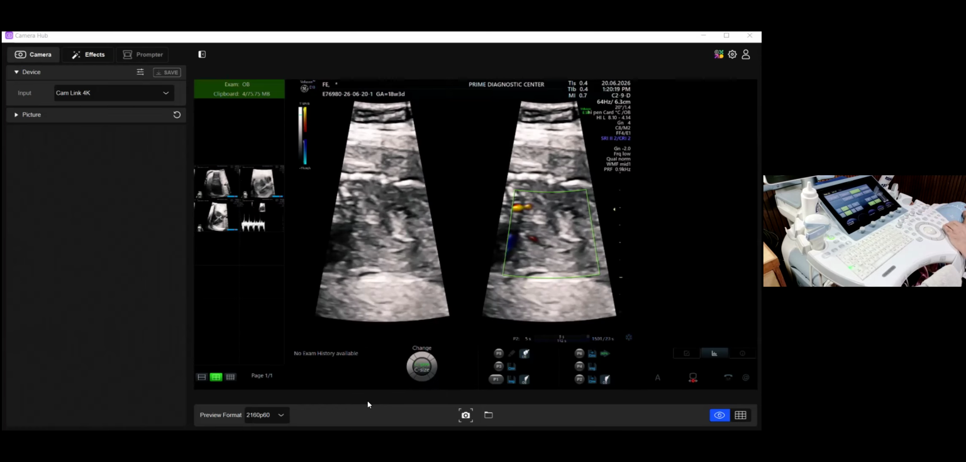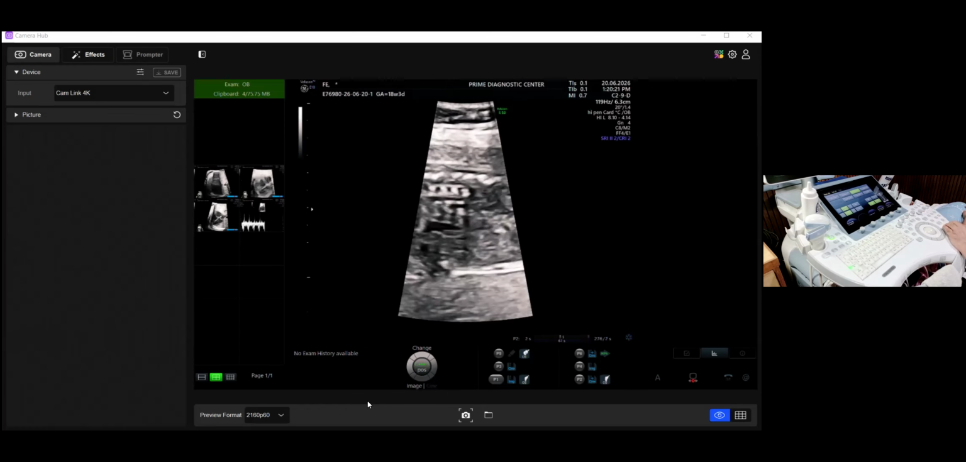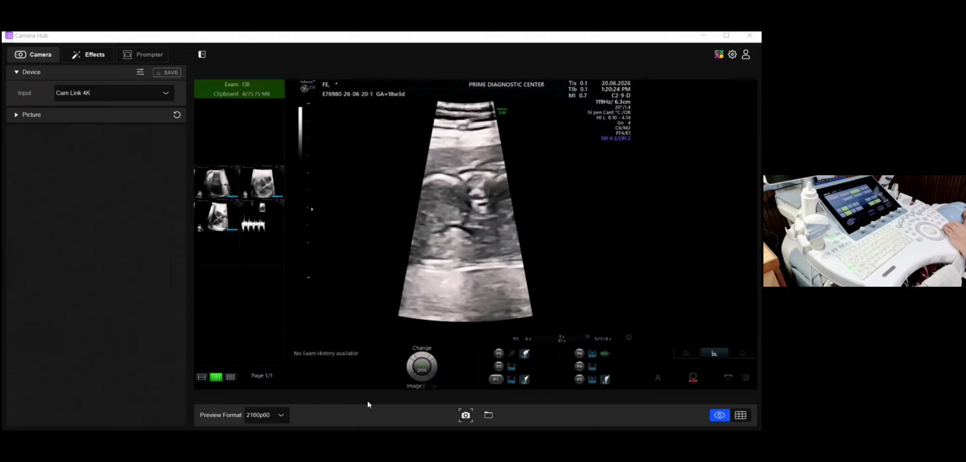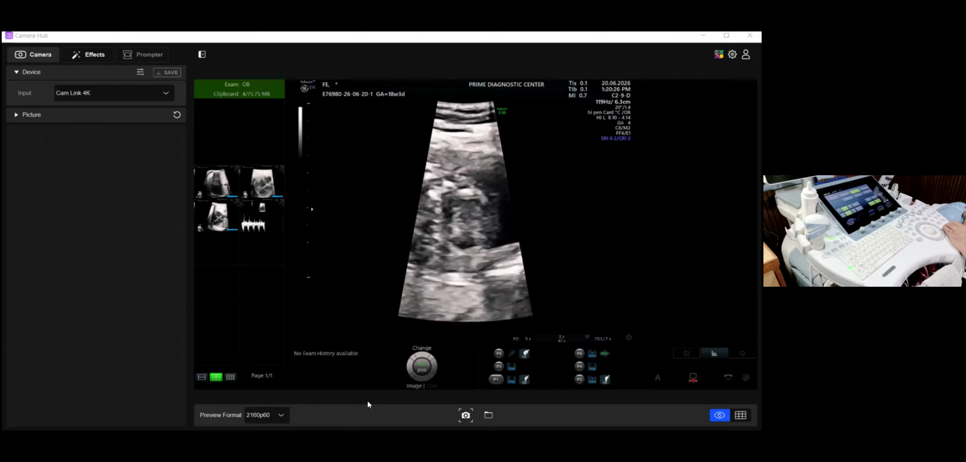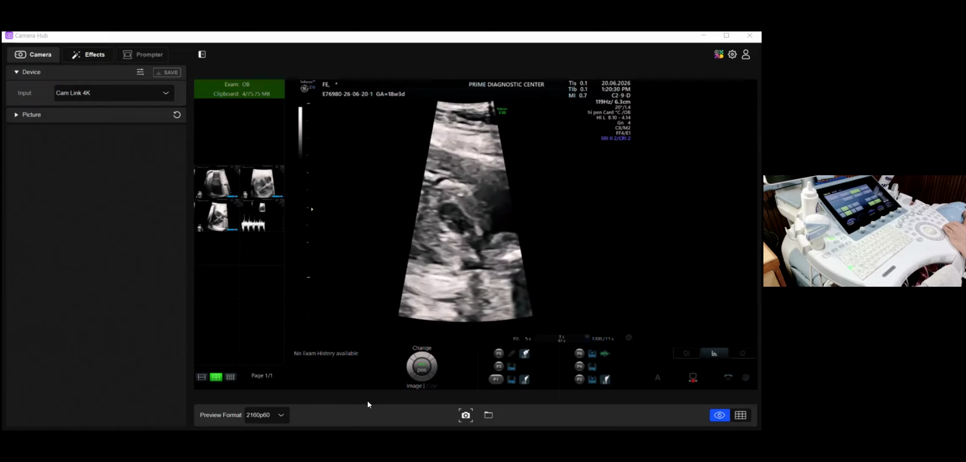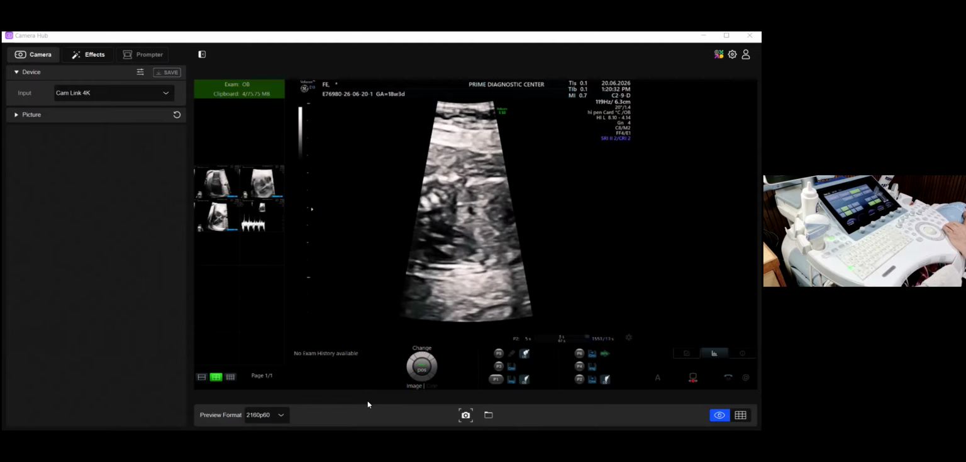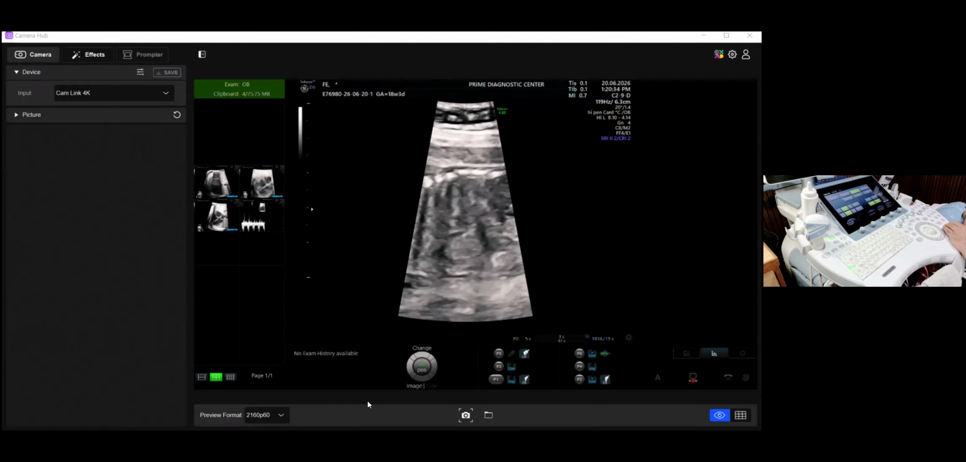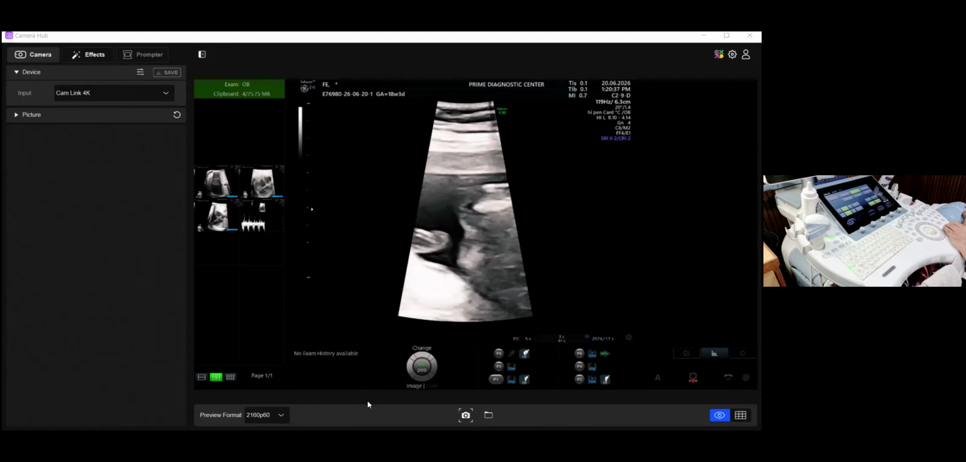But in the meantime, let me show you the LV and RV in the cross section. That is another extended view which is suggested. Okay, and then you are here at the LV. Acoustic window is not too good.